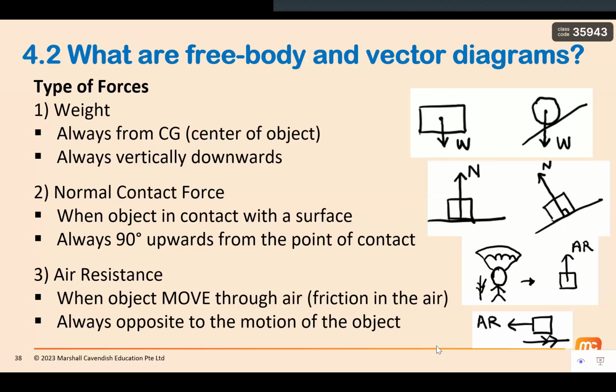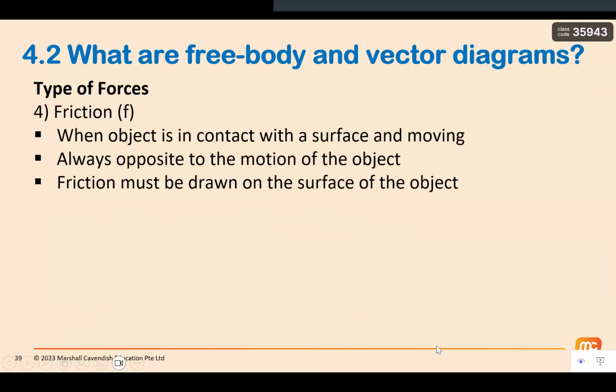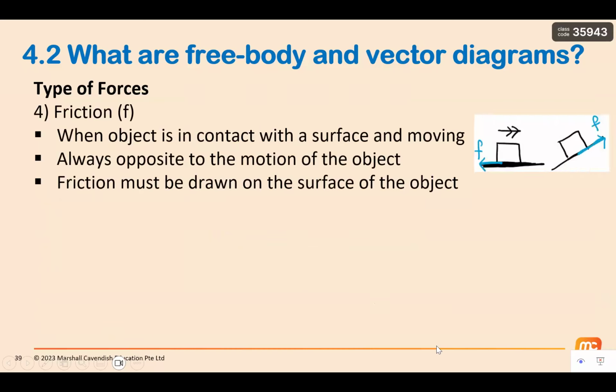Okay, next. We also have something called friction. Friction occurs whenever an object is in contact with a surface and the object must be moving. Same as air resistance, it always opposes the motion, and friction must be drawn on the surface of the object. You cannot draw a friction in the mid-air. Friction must happen on the surface. So for example, if my box is moving to the right, then the friction is to the left, and the friction is between the box and the floor. It must be along the surface.